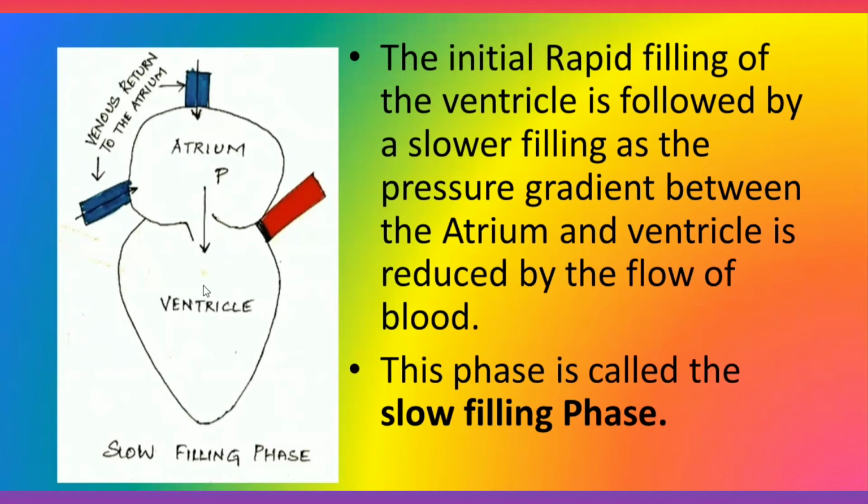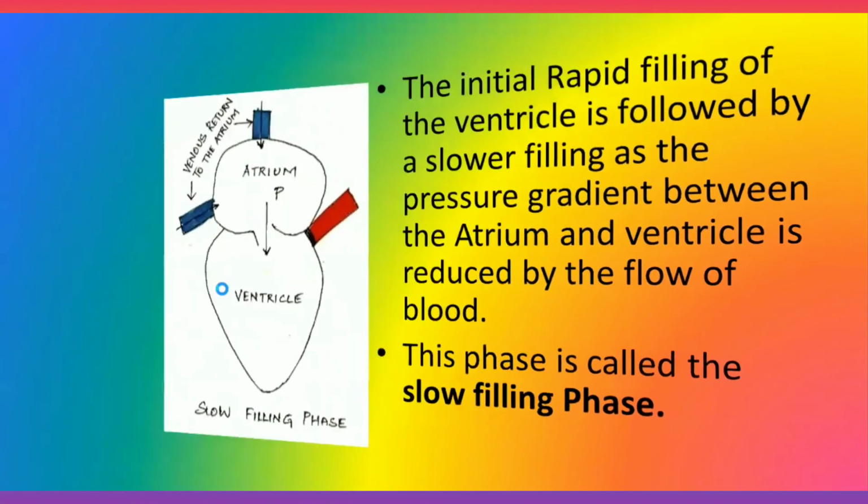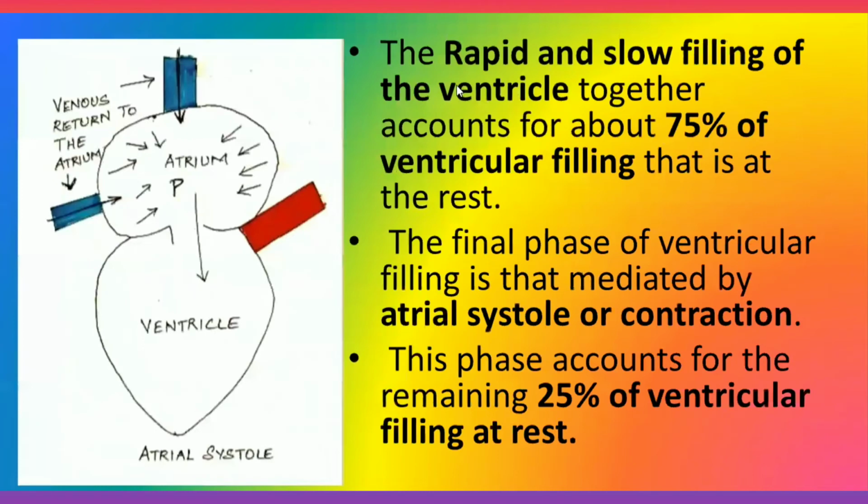Here the pressure in the ventricle will be a bit more compared to the rapid filling phase, and in the atrium the pressure will be a bit less compared to the previous phase. Because of this pressure gradient, what will happen? There will be reduced flow of blood between the atrium and ventricle. This phase is called the slow filling phase. Together, the rapid and slow filling phases of the ventricle account for only about 75% of filling at rest.